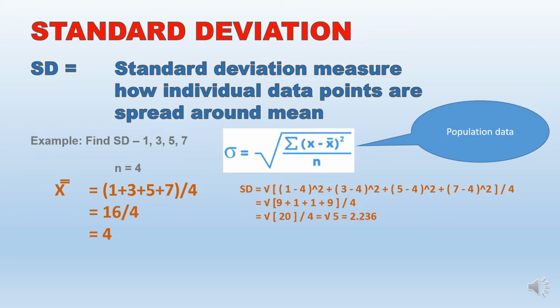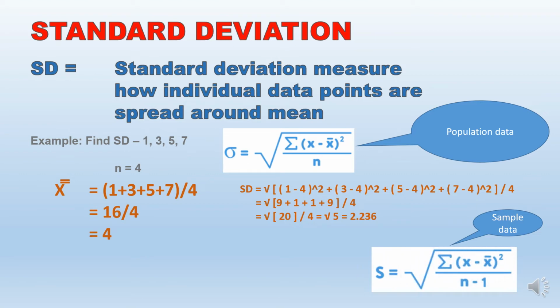The value is 2.236. Suppose the same readings indicate sample data. The formula is slightly different, and in the denominator it will be n minus 1. Everything else in the formula is similar, but the denominator is n minus 1 for sample data. So now we will assume it's sample data and calculate the standard deviation. The same formula, but the denominator n minus 1. So it will be the root of 20 divided by 3, which is 2.582. This is the method to calculate the standard deviation.